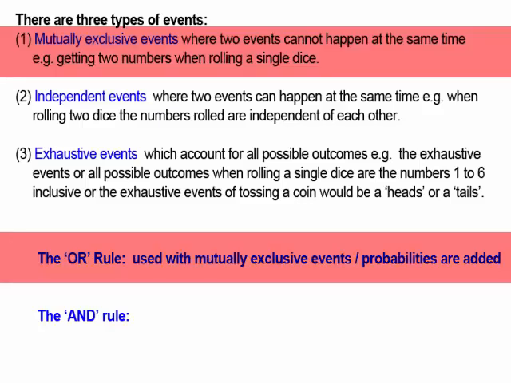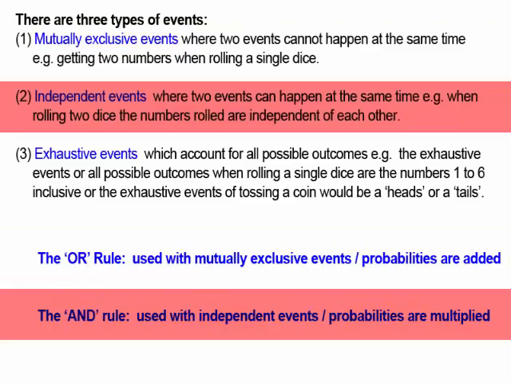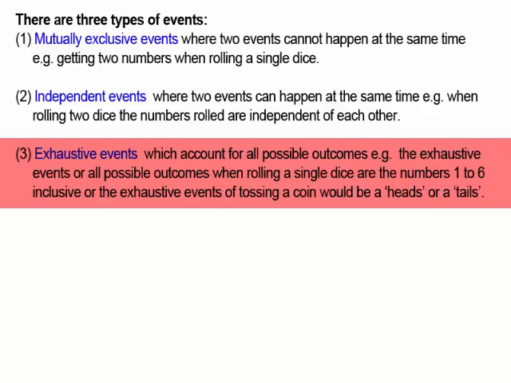We are going to cover the OR and AND rules in greater detail in the next tutorial, but you should be aware that if we are calculating the probability of 2 or more mutually exclusive events, we use the OR rule and add the probabilities of each event together. If calculating the probability of 2 or more independent events, we use the AND rule and we multiply the probabilities of each event happening.